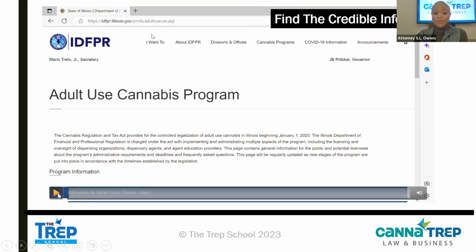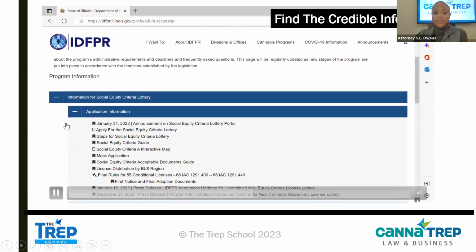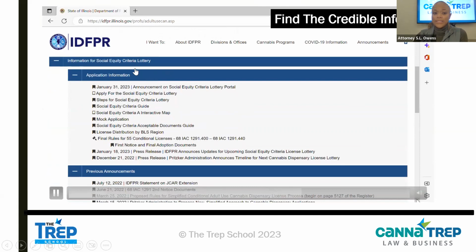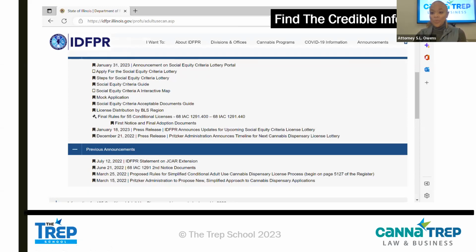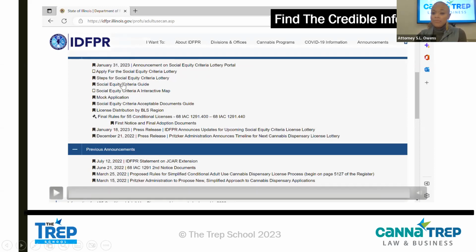So this is where all of the information you need for the application process is. It's under the Adult Use Cannabis Program section of IDFPR's website, and you'll see information for social equity criteria lottery and a whole bunch of application information and previous announcements. Now, for those of you who registered early enough to see in the workshop description where I say, hey, I'm giving you some homework, look at this website, and I gave you a link, I'm sure if you looked at it, you're like, whoa, this is a lot of information. And it is, this is a ton of information.